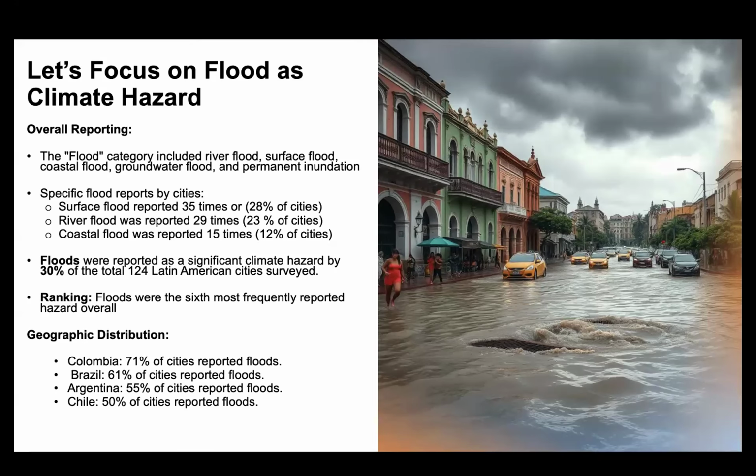In terms of geographic distribution, Colombia was the winner on this one. Of course, it's more likely that cities near rivers or coasts would report it more. But in Colombia it was a little different, because even in places remote from the oceans, we have public agents reporting floods as well.